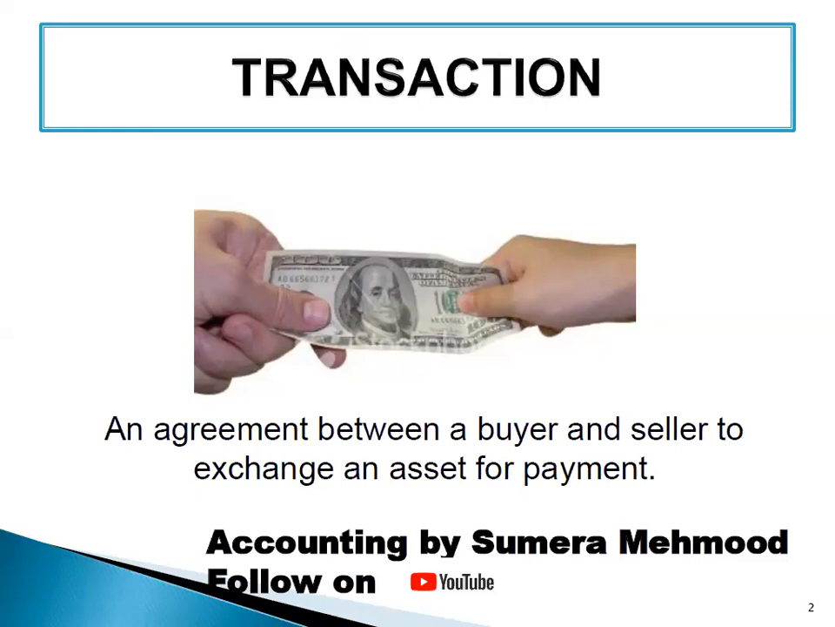If I talk about the specific definition of this word: an agreement between a buyer and seller to exchange an asset for payment. Whenever we purchase any asset, for the payment of any fixed asset we need to pay some amount of money, and that payment of money will be called a transaction. So this transaction is basically between two persons. I speak once again, buyer and seller. The process is called buying and selling. Clear?